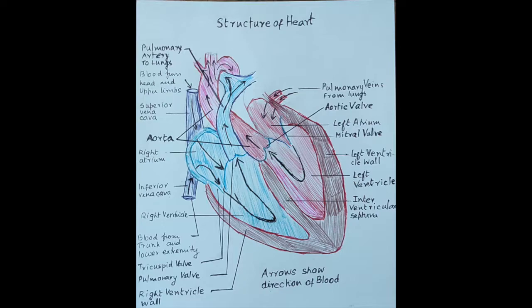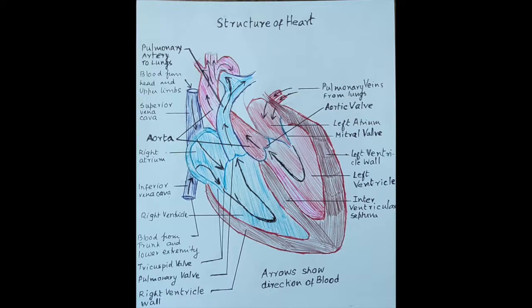Recall the earlier picture of the structure of the heart. In this picture, the green color is for the venous blood, which is less oxygenated, looking more bluish. The reddish color is for the well oxygenated arterial blood. The directions of the arrows show the direction of the flow of blood.